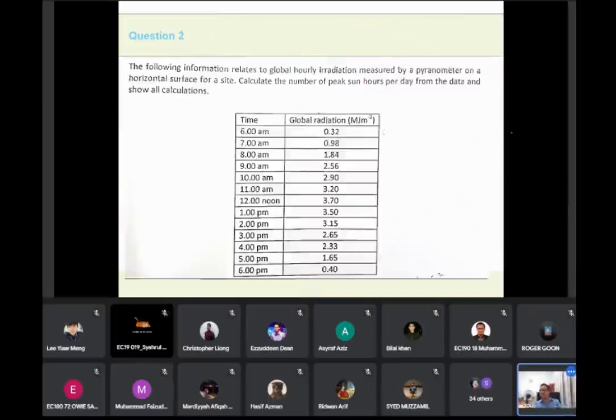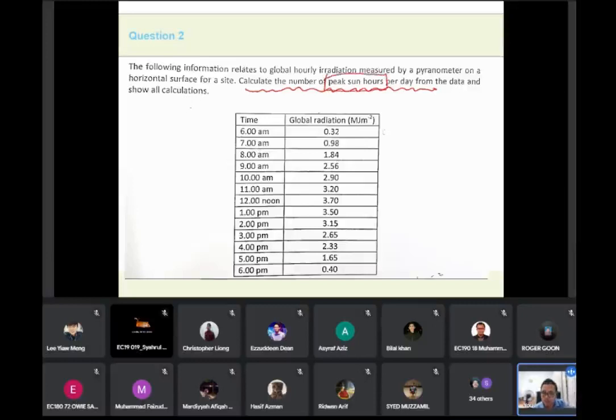Okay. Second question. The following information relates to global hourly irradiation. So I just reflect from the PSH things. If you still remember the peak sun hours, you just want to do some revision. The global hourly irradiation measured by a pyranometer on a horizontal surface for a site. Very, extremely simple. Calculate the number of peak sun hours per day from the data.